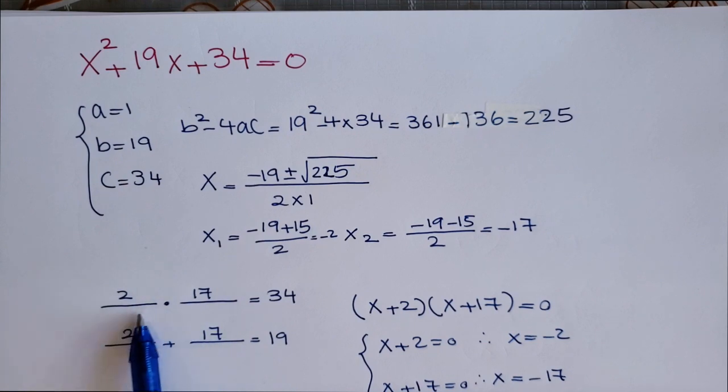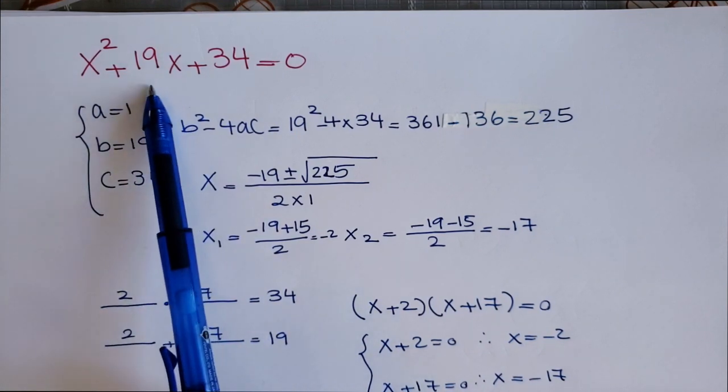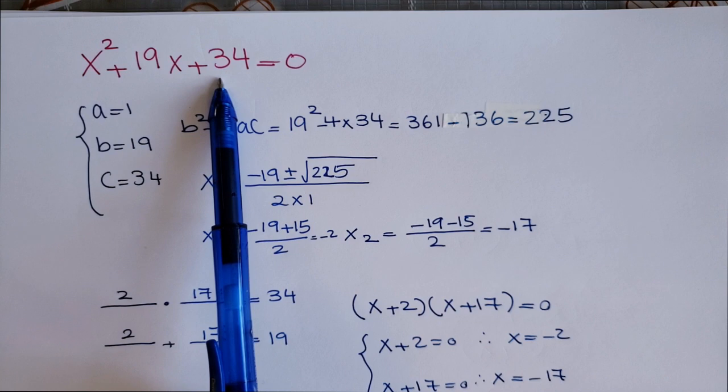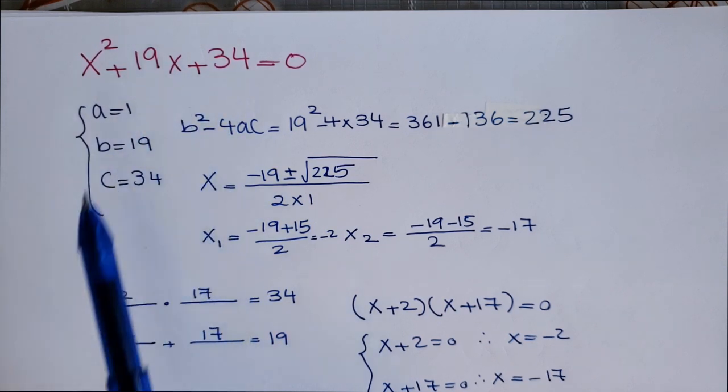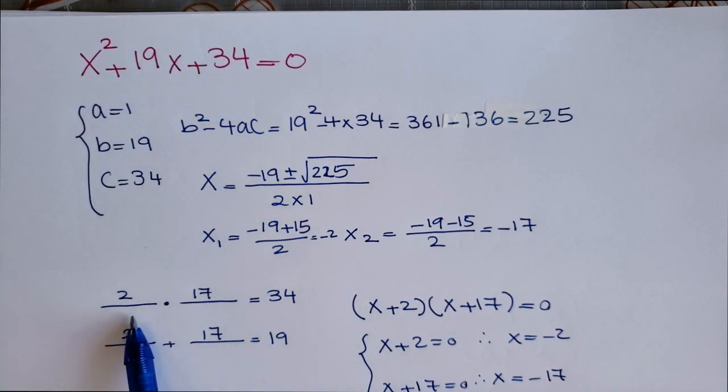So we are looking for 2 numbers which, when we add them together, we get 19, and when we multiply them, we get 34. Okay, so these 2 numbers happen to be 2 and 17. So I can factorize it like this into 2 binomial brackets.